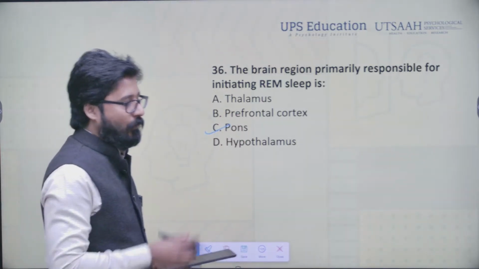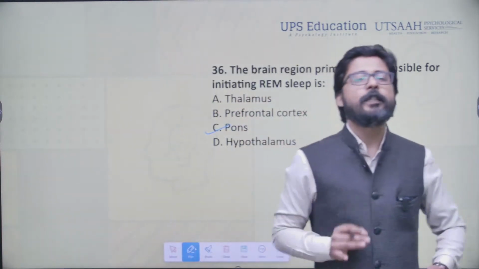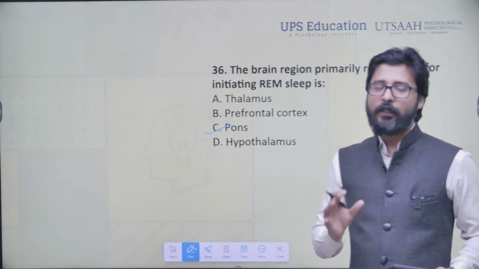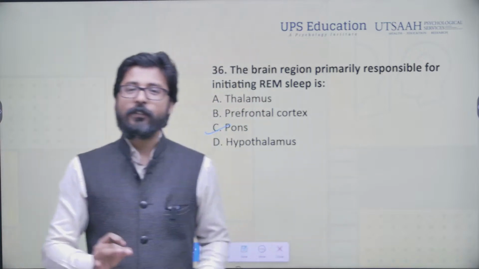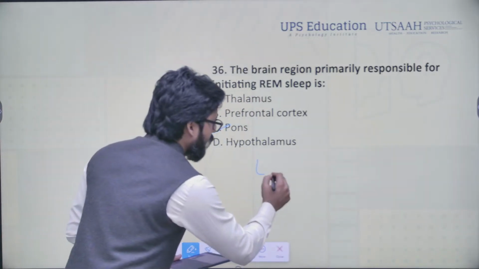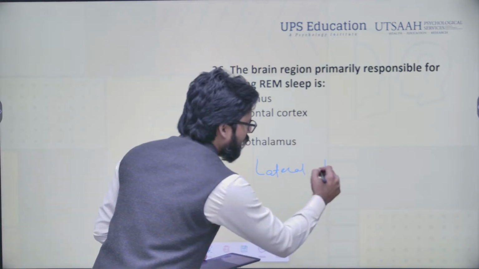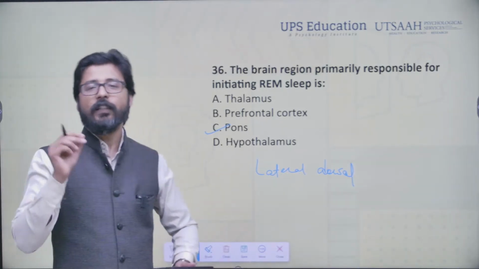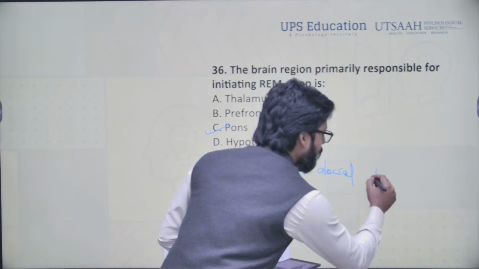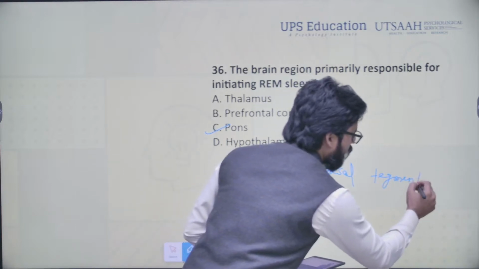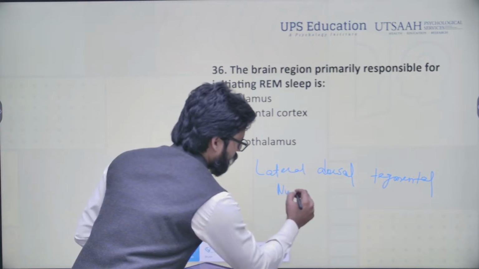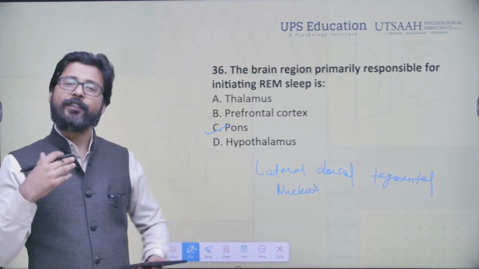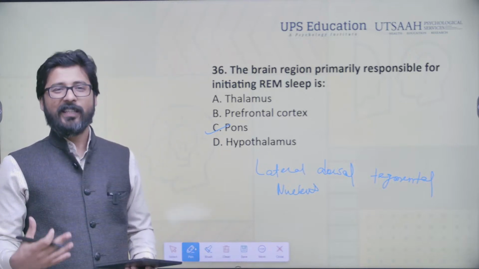Why C? Whenever we are talking about pons, more specifically, there is one specific area we call the lateral dorsal tegmental nucleus. Pons, but more specifically the lateral dorsal tegmental nucleus. This particular area initiates and regulates REM sleep and muscle atonia, right?